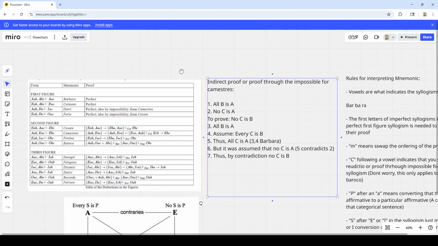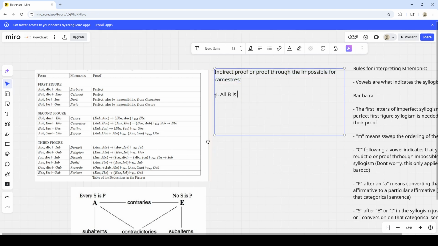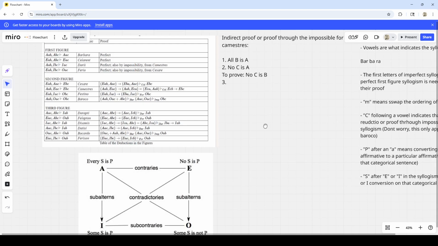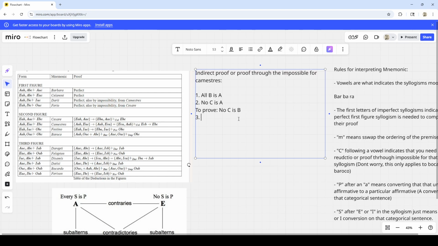But also, you can reduce Cesare again. So let's just do Cesare again. Cesare is all B is A, and then no C is A, and then we want to prove the conclusion that no C is B. Now, we did in fact assume a negation of that conclusion earlier, but really that was just a contrary to E. Because this is an E statement, we have to find what contradicts it. So I contradicts E. So no C is B, and then we assume that some C is B.